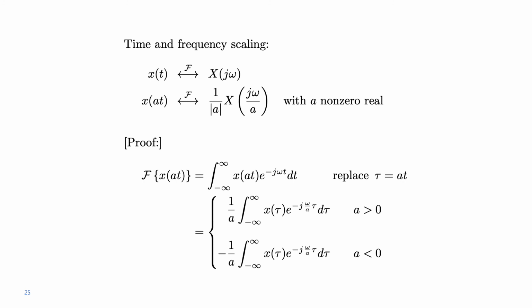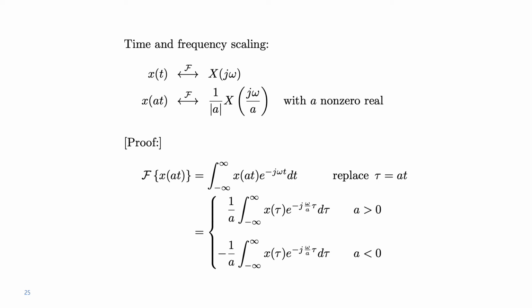What if we want to prove this relationship? It's actually quite simple, because by definition the transform of x of at can be obtained through the integral of x of at e minus j omega t dt, and by just performing a change of variable, replacing at with tau, we obtain the integral of x of tau e minus j omega tau over a d tau divided by a or minus a depending on the sign of a.